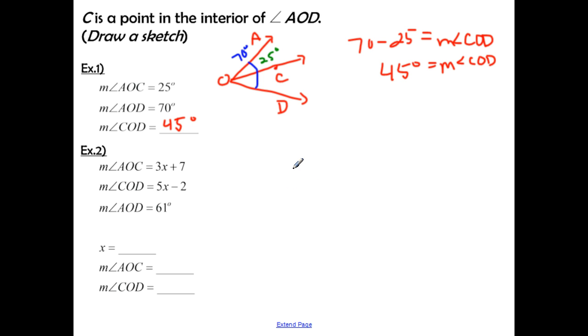Now, I want you to go ahead and pause. Try this second example. It is a little more complicated because we have expressions instead of numbers, but I know that you can work it out. So follow this example, work this out, and I want you to find the value of x, the measure of angle AOC, and the measure of angle COD. When you're finished, check back with me and see if you got the right answer.